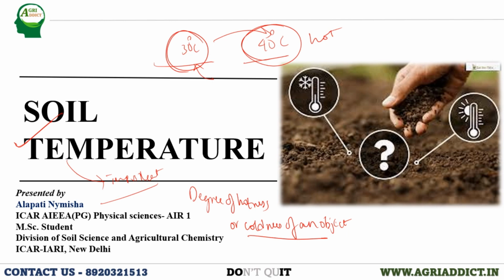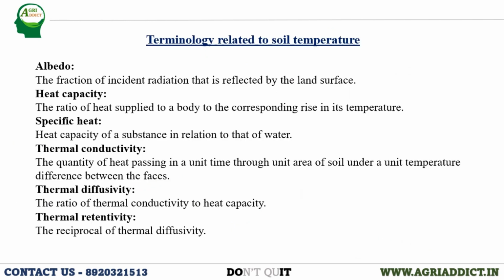But what actually it depicts is heat. Heat is nothing but a form of energy. Heat is also a form of energy that an object contains. That means this heat can be quantified using this temperature. Understood? And just remember this definition, temperature is nothing but the degree of hotness or coldness of an object. Now we will see some of the terminology related to this soil temperature.